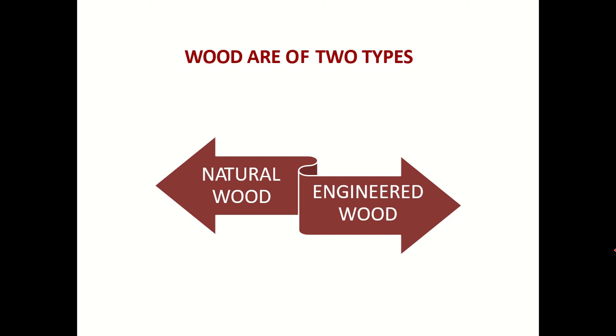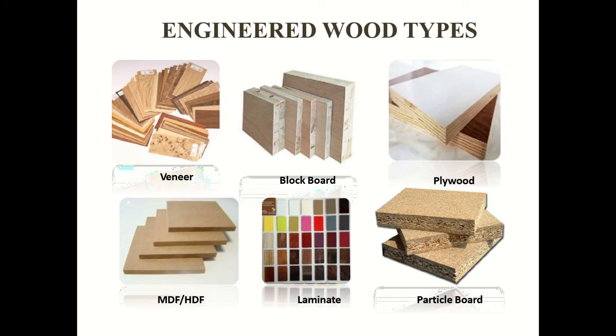So engineered wood is nothing but how we are transforming our available wood into various forms. We have around six types of engineered woods. We have veneer, blockboard, plywood, MDF, which is medium density fiber board, and HDF, high density fiber board. Next we have laminate and particle board. Okay, let's cover all these forms in detail.